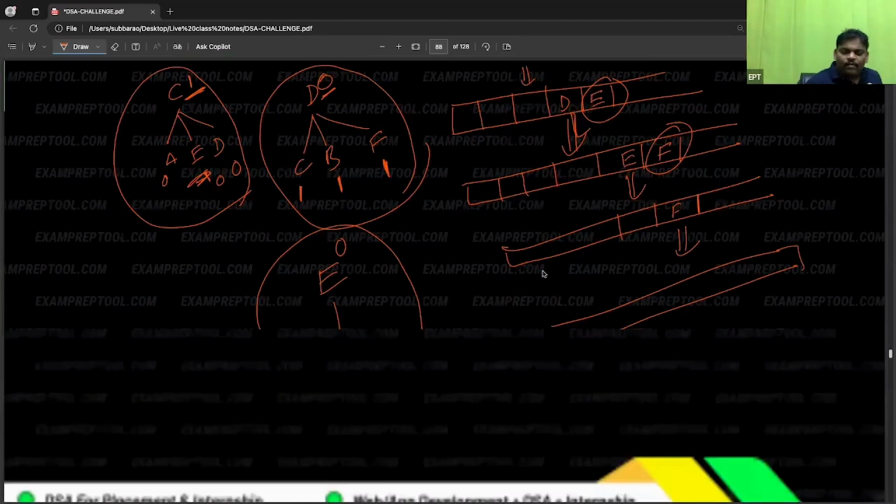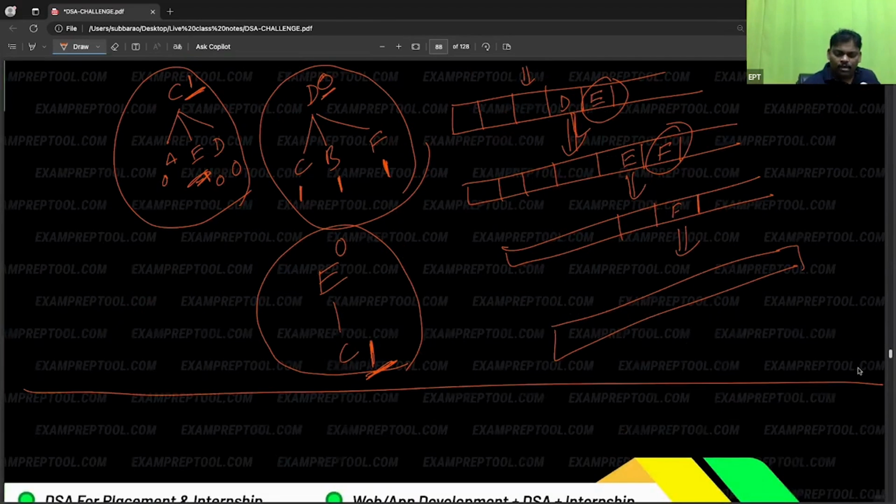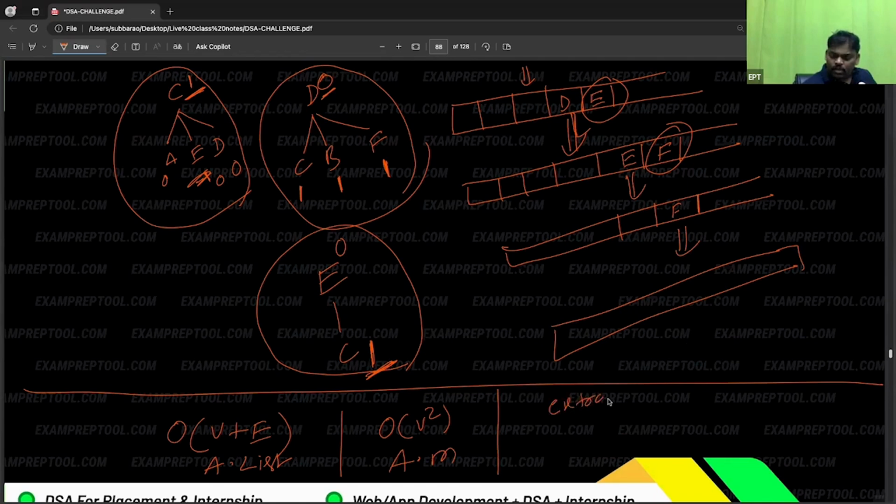Because it is traversing a graph, when I traverse the graph using BFT, the time complexity using an adjacency list is V plus E, because each is visited one time. Using an adjacency matrix, it is order of V square. And one more extra space, the queue I have taken, which will take order of V space.